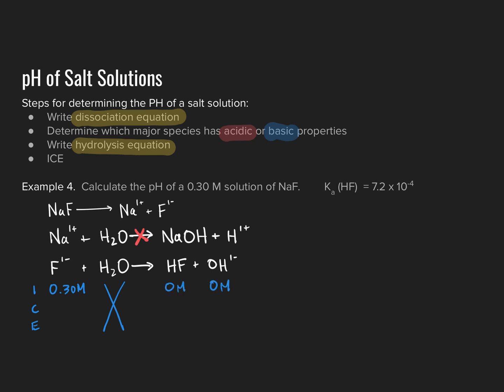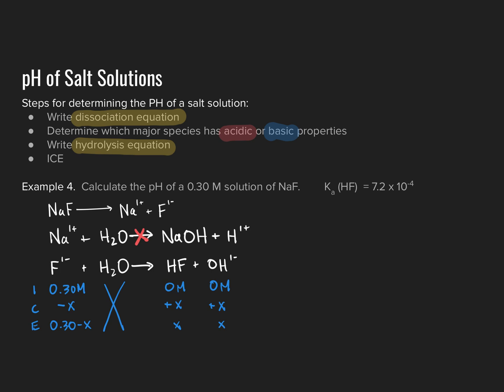My changes in concentration here will be a minus X for the fluoride ion, a plus X for hydrofluoric acid, and a plus X for the hydroxide ion, leaving me with equilibrium concentrations of 0.30 minus X for the fluoride ion, and then X and X for hydrofluoric acid and the hydroxide ion, respectively. So we've got an ice table. You can probably see where this is going to go from here. Let's go ahead and write our K expression that governs this equilibrium.